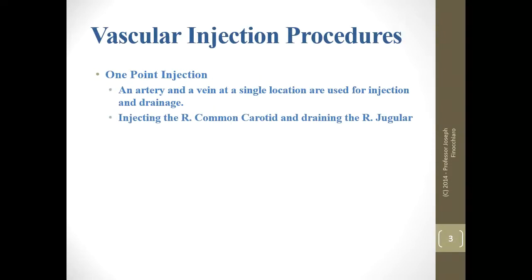So the 1 point, an artery and a vein at a single location are used for injection and drainage. Now, I tell my students in class, and I'm telling you here in the online lecture, feel free to touch yourself in these places. You've got two hands, and if both fingers point to the same area, it's probably a 1 point. So if we were injecting the right common carotid and draining the right jugular, you have a right and left index finger. They're both pointing to the base of your neck in the same place. That's going to be your 1 point, okay?